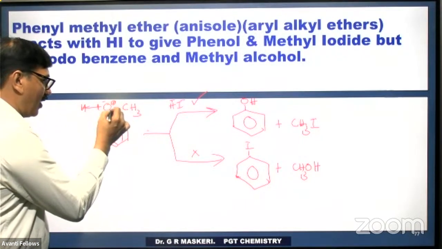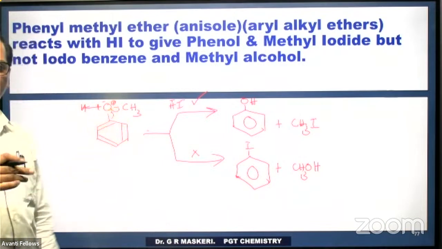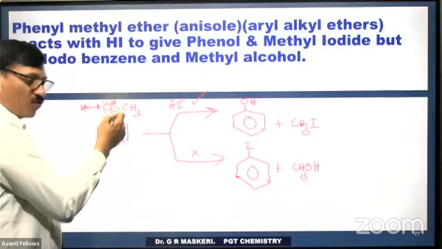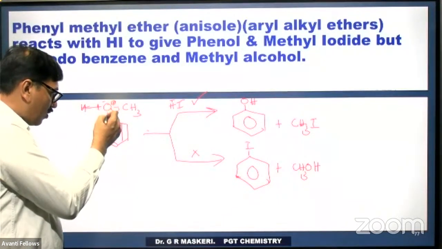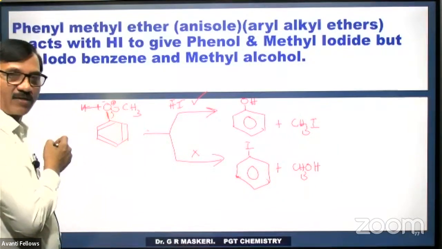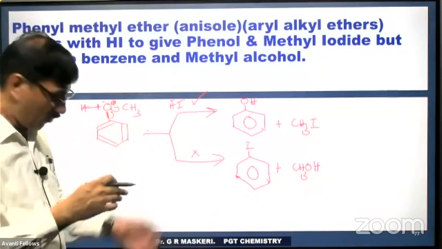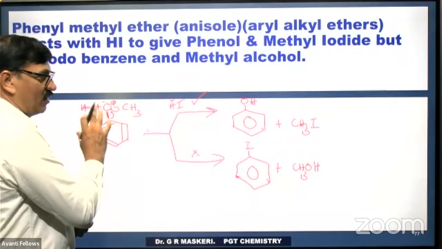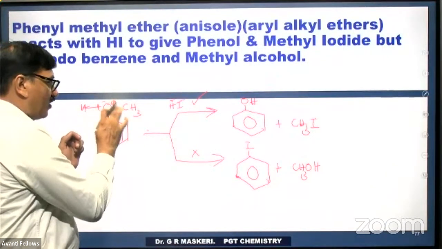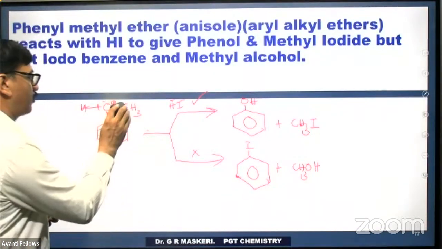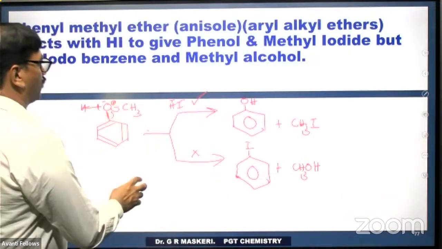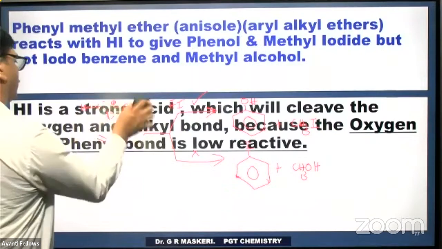Now either this bond will break or this bond will break, depending upon which is weaker, right? Anisole also has a plus R effect, therefore this carbon-oxygen bond has double bond character. This is stronger because of the plus R effect. When OCH3 is there, it forms such a compound. Therefore this is stronger and not likely to undergo cleavage. This one undergoes cleavage. Therefore this is broken, and you are going to get this product. So this is how you can explain it, right?